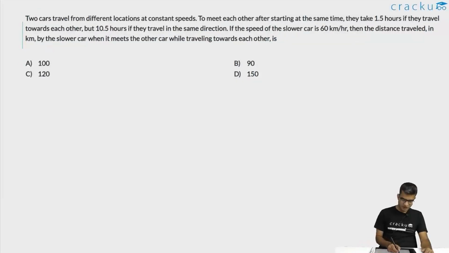In this question, we are told that there are two cars which are at different locations and they are traveling at different speeds. Let us assume that this is the distance between both the cars.